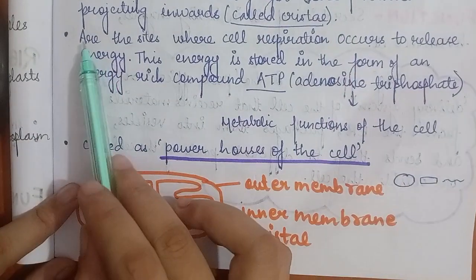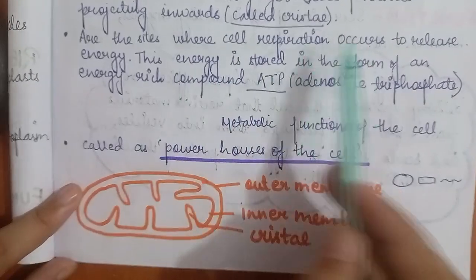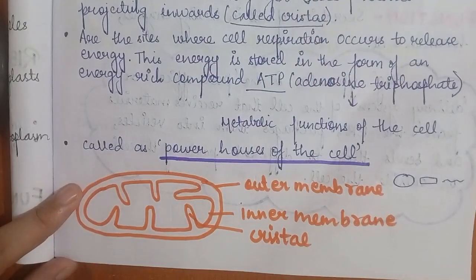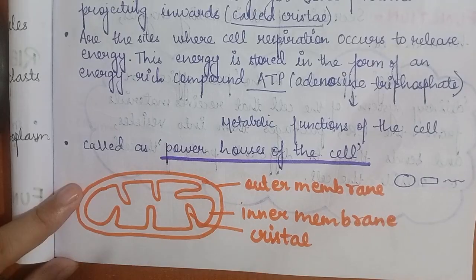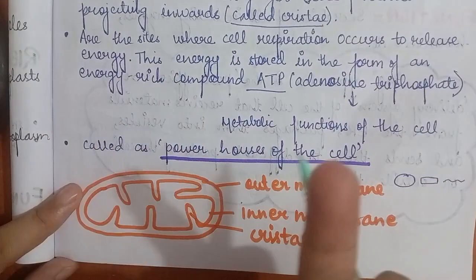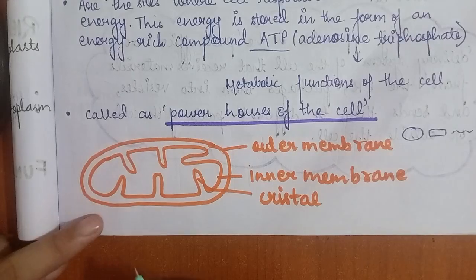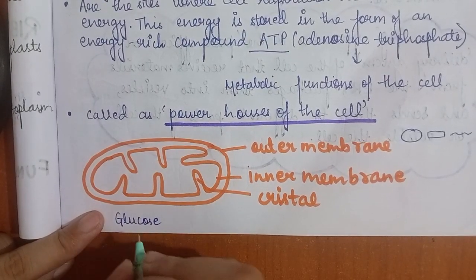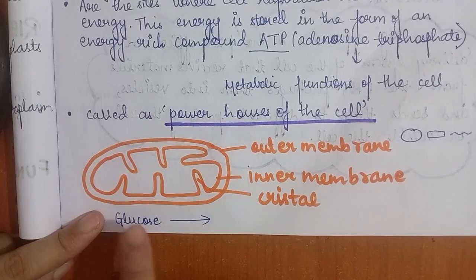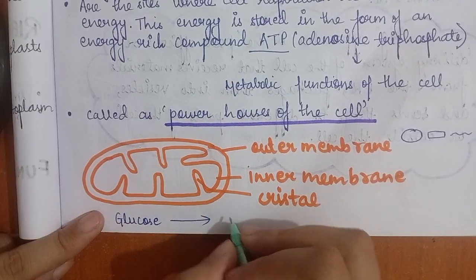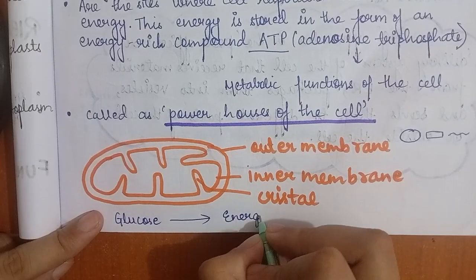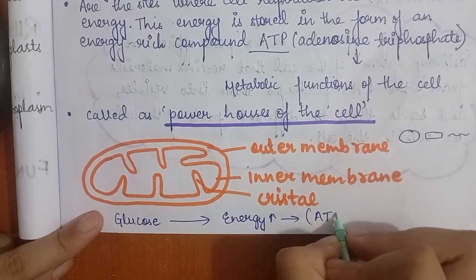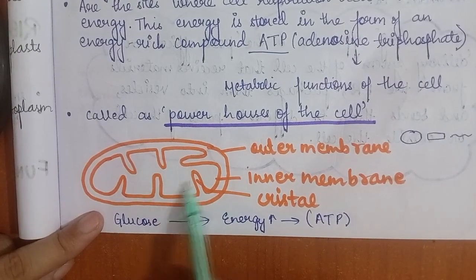Now, mitochondria are the sites where cell respiration occurs to release energy. So what actually happens in mitochondria? Cellular respiration is taking place. What is cellular respiration? Whatever our food is, glucose, this food breaks down and energy is released, and this energy is stored in the form of ATP. It is happening in the mitochondria.